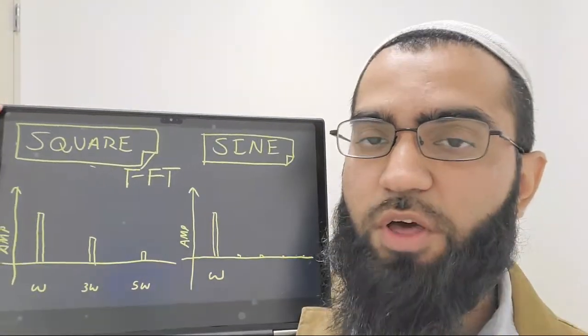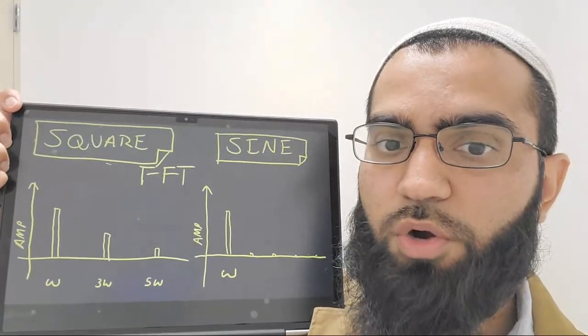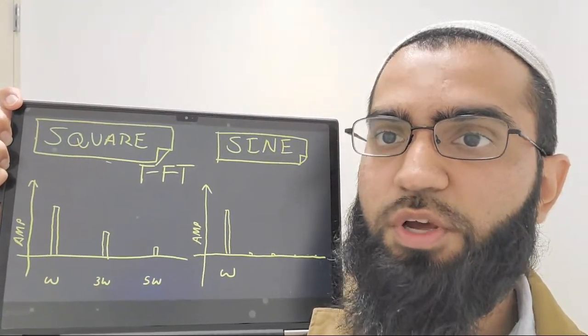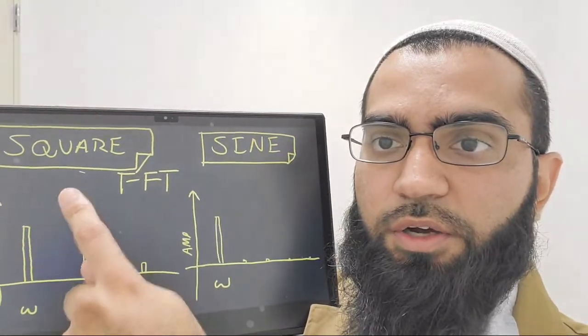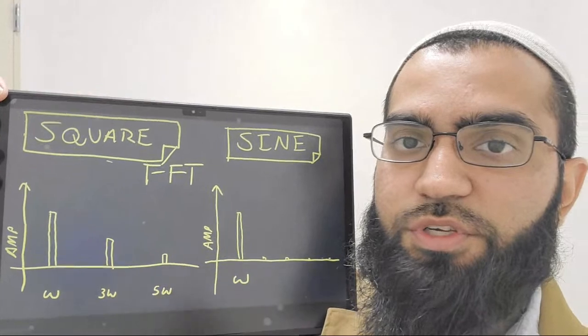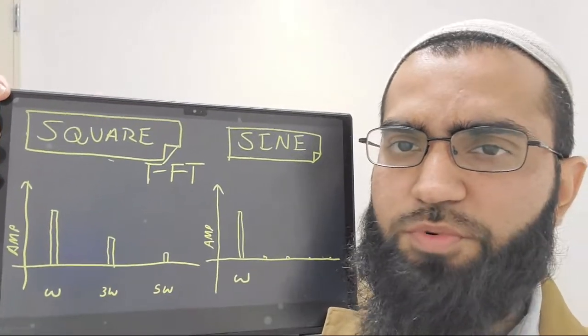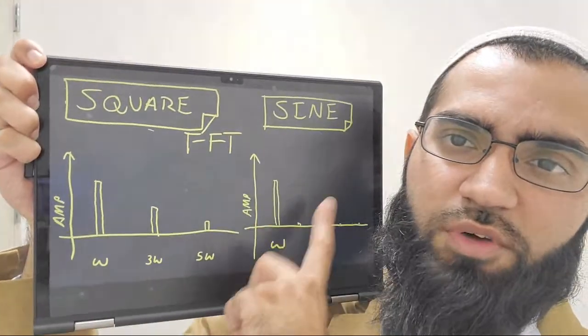I also have another video where I talked about square and sine waves, so I'm going to link that in the description. It talks a little bit more about how square waves actually consist of different frequencies. So I have a video on that. I'll put it in the description. But let's continue with the shock show version of it.